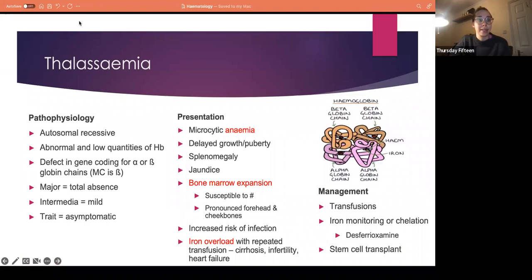Thalassemia is an autosomal recessive condition that leads to abnormal and low quantities of hemoglobin. You can get alpha thalassemia or beta thalassemia, but beta is more common.